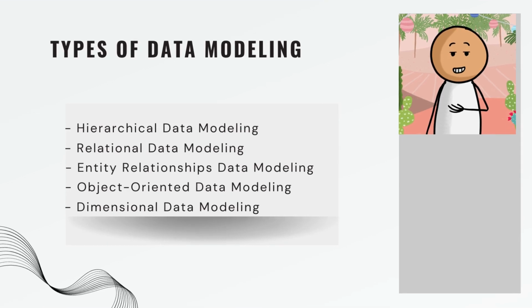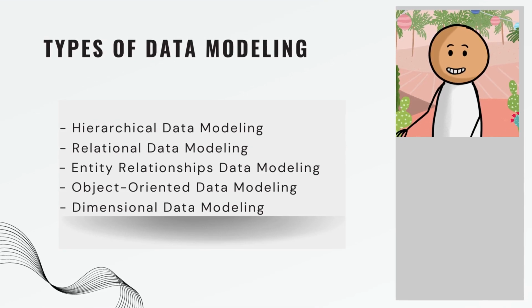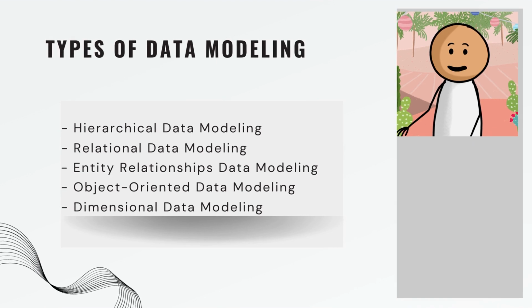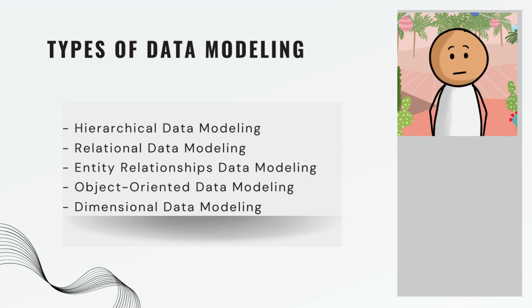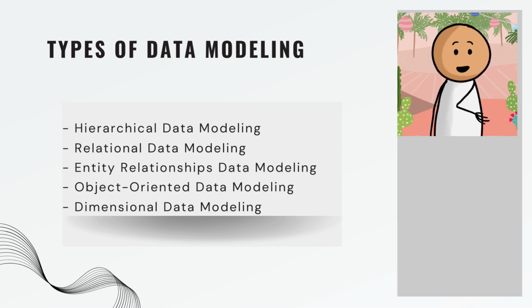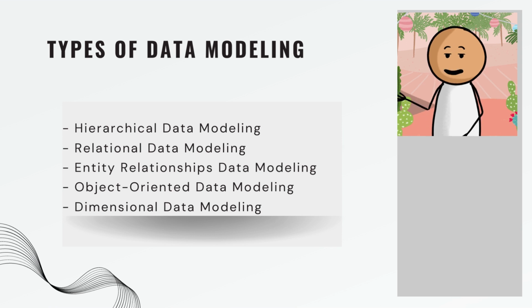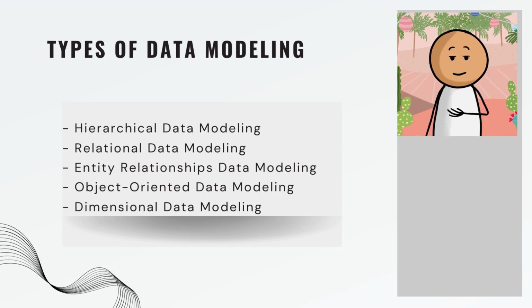Now let's look at the types of data modeling, also called data modeling techniques. Here, as we can see, we have hierarchical, relational, entity relationship, object-oriented, and dimensional data models. The hierarchical data models represent one-to-many relationships in a tree-like format. In this type of model, each record has a single root or parent which maps to one or more child tables.